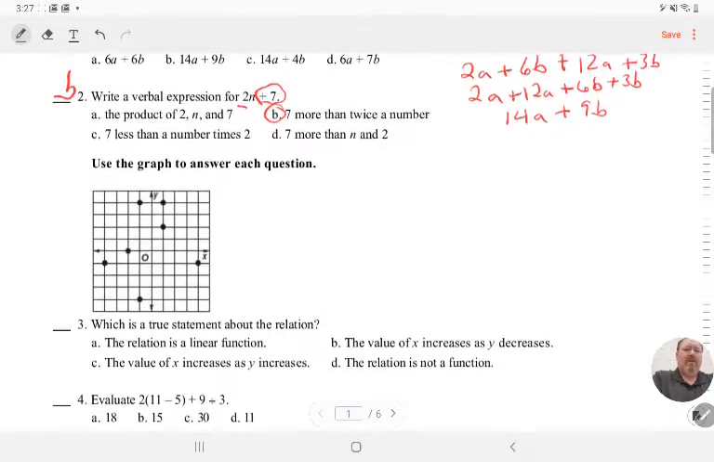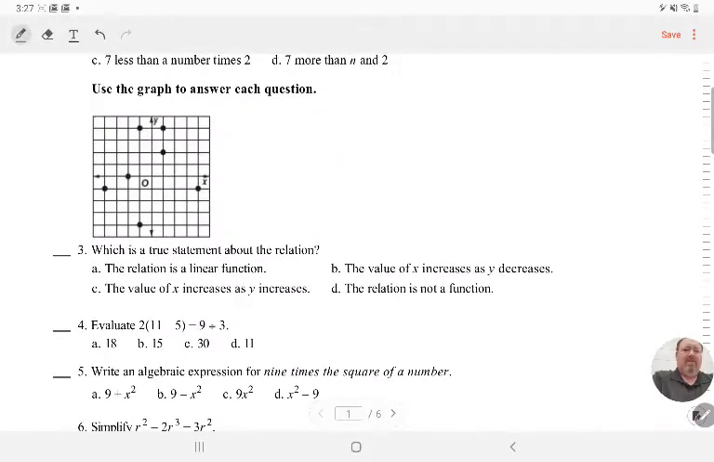Okay? Number 3, we're going to use the graph and state which statement is true. So we can take a look at this. We could do the vertical line test and look across, or we could look at the x's. And remember, to be a function, you can only have one domain with a range. So if I look at this, I know that the relation is not a function. That would be true, would be D.